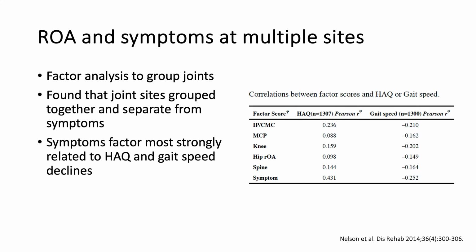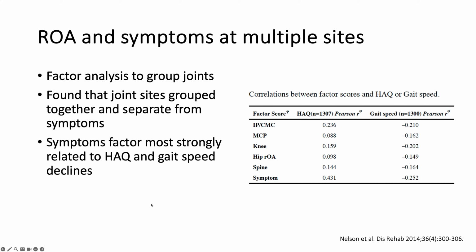And it's really very interesting to see that the IP joints, so the little knuckles of the fingers, and the CMC, which is the base of the thumb, which are very commonly involved with osteoarthritis, all grouped together and had a very low correlation with function by the health assessment questionnaire and by gait speed. So these are just general physical function measures and how they correlate. And the 0.2 is a pretty low correlation.